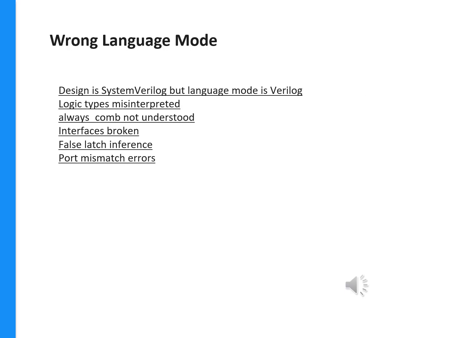Now imagine this: the design is written in SystemVerilog, but the language mode is set to Verilog. Suddenly, the tool starts misunderstanding logic types, ignores always_comb, breaks interfaces, and begins reporting latches and port mismatches that don't actually exist. If the language mode is set incorrectly, such as using Verilog for a SystemVerilog design, the LINT tool misinterprets logic types, fails to understand always_comb and interfaces, and generates false latch inferences and port mismatch errors.